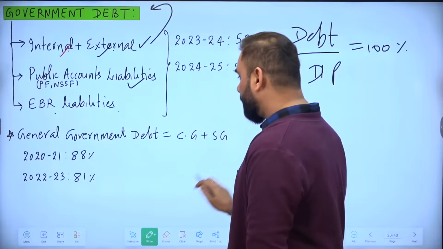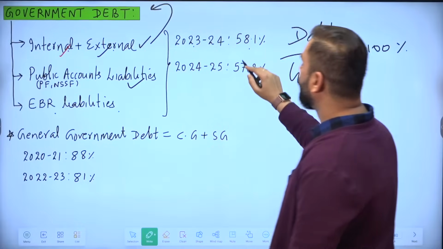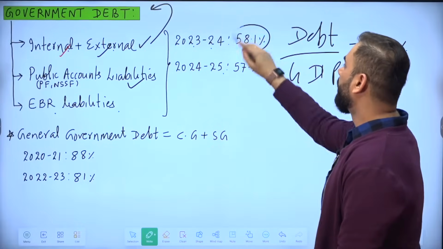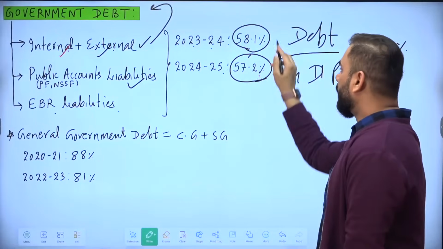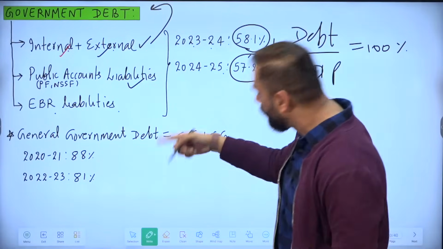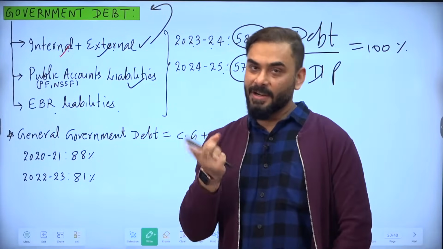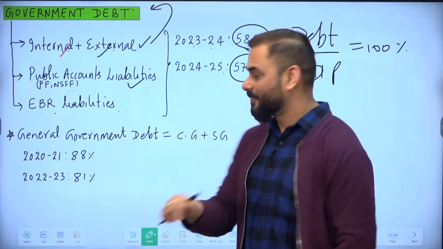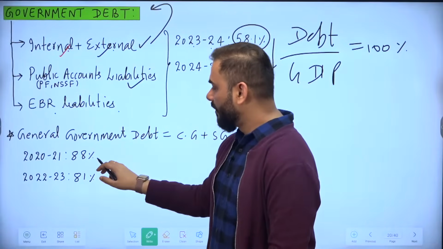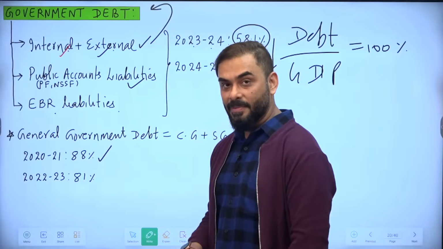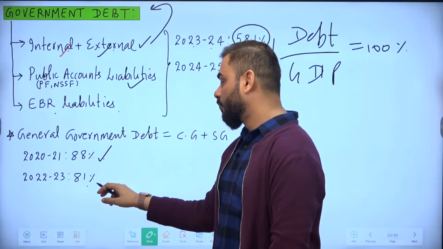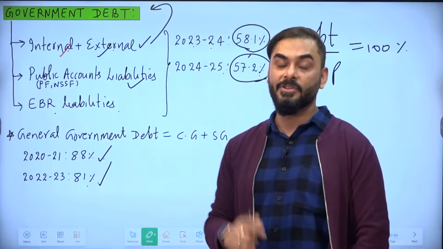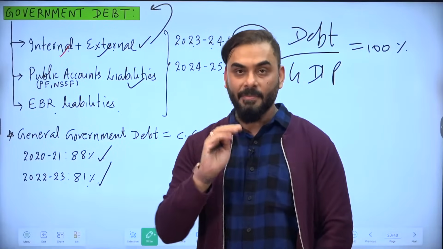If you look at the debt to GDP ratio of the government of India, last year it was 58.1%. Now it is 57.2%, which is slightly better. But if you look at the general government debt, which means the central government also borrows money, the state governments also borrow money. In 2020-21, during COVID time, the central plus state debt to GDP ratio was 88%, but in 2022-23, it became 81%, which means the combined debt of center and state improved, right?